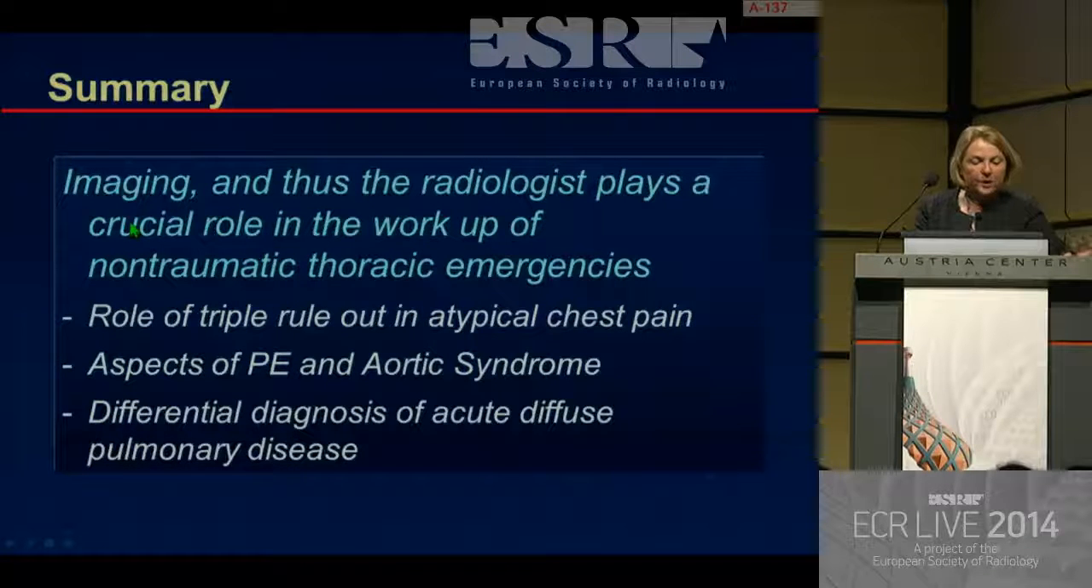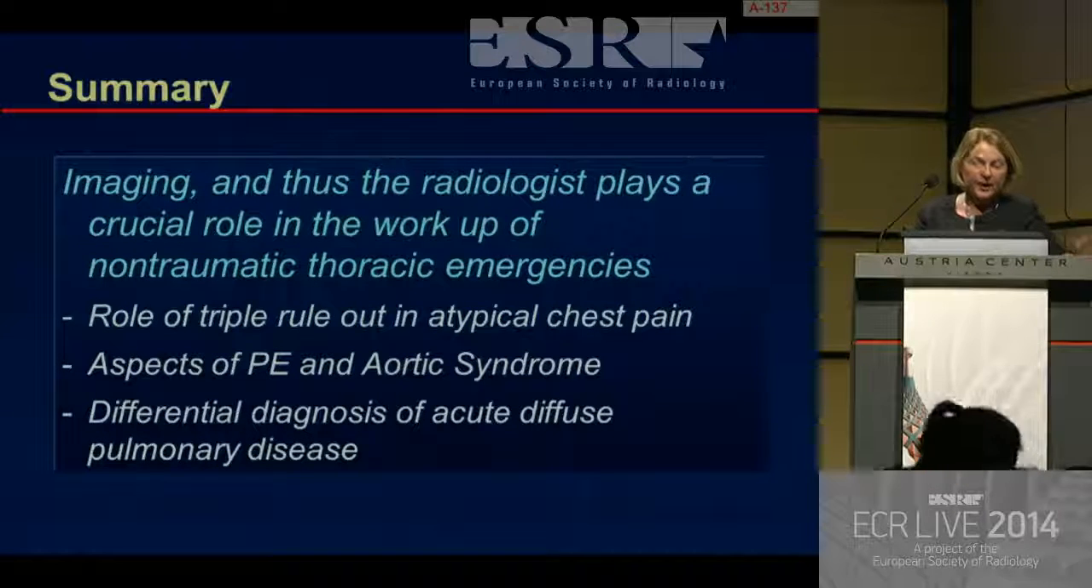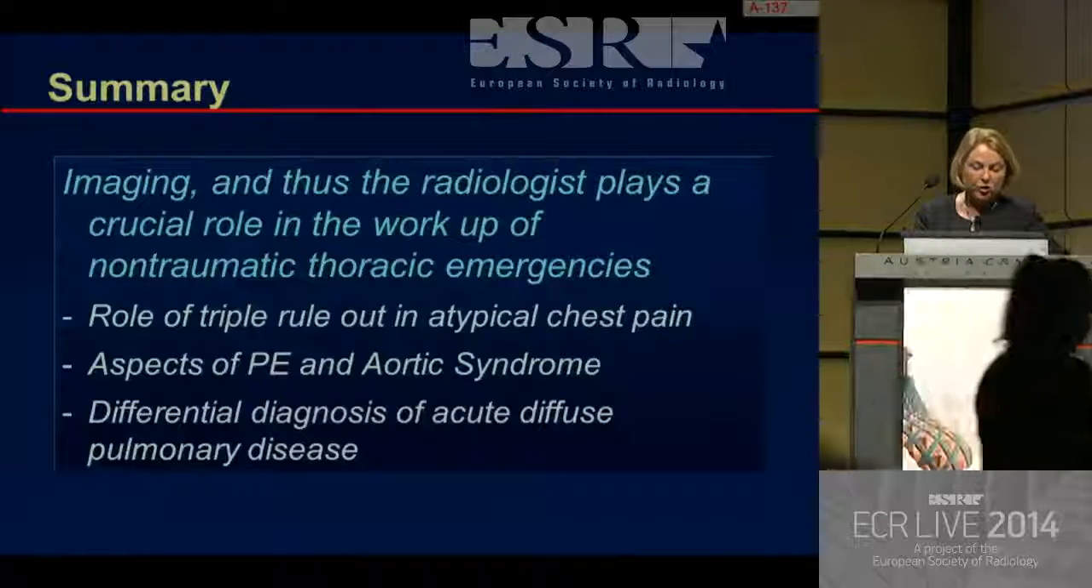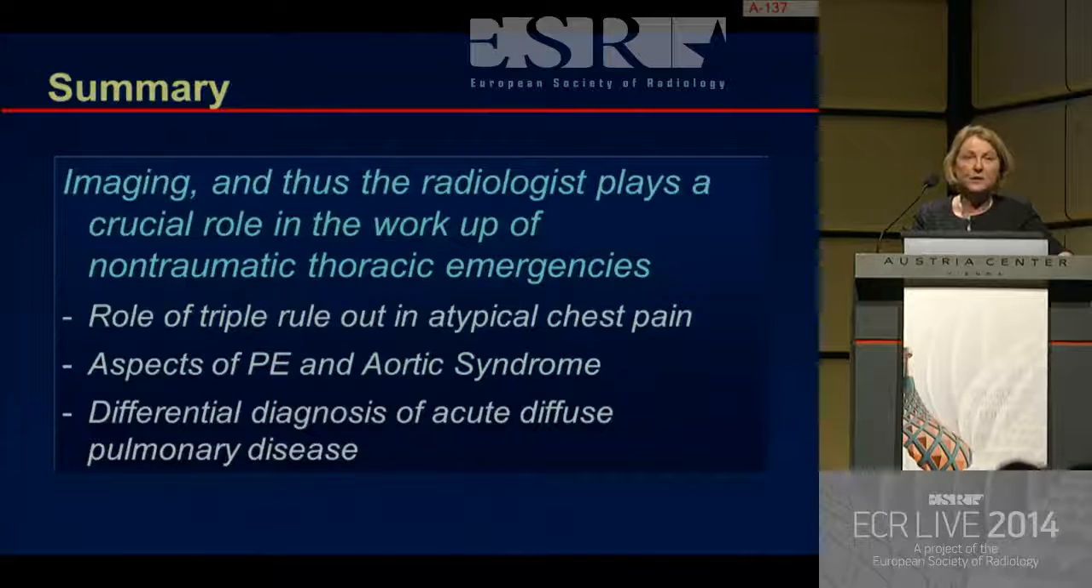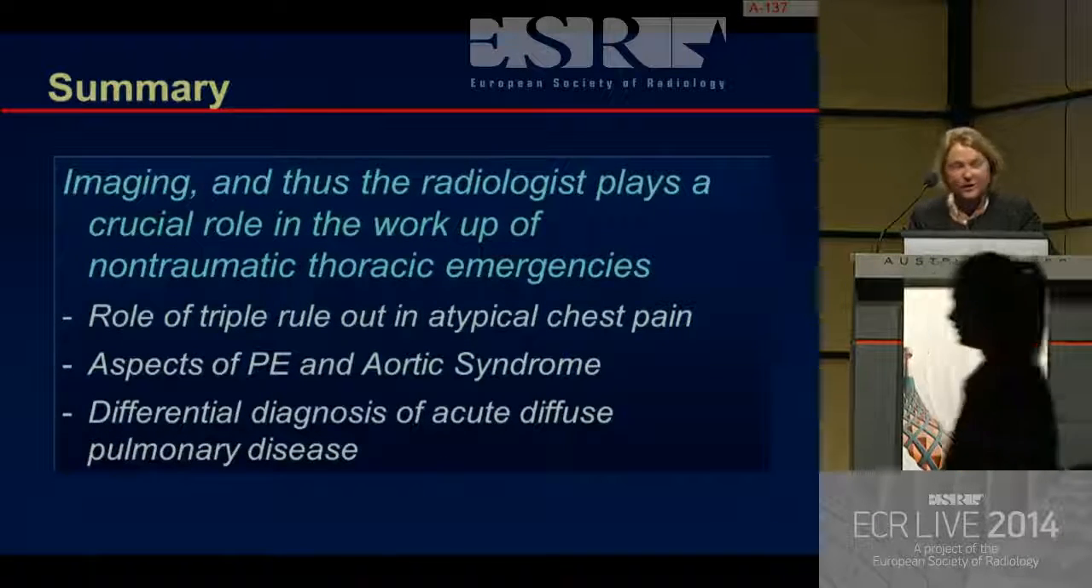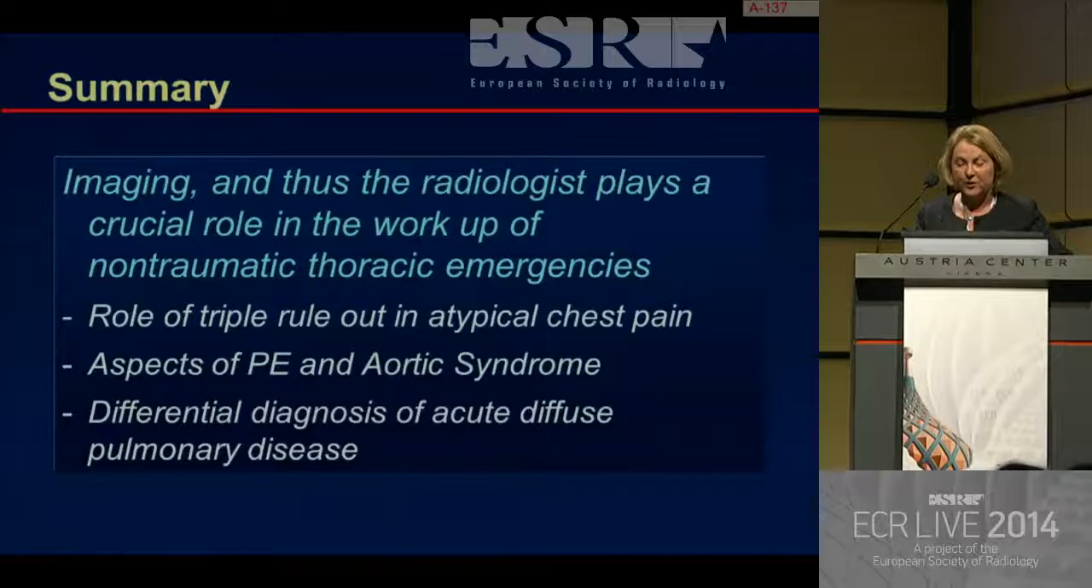So in summary, I discussed with you imaging, and thus the radiologist plays a crucial role in the network, in the workup of non-traumatic thoracic emergencies. We discussed a little bit the role of triple rule-out in atypical chest pain, aspects of PE and aortic syndromes, and I just touched the differential diagnosis of acute diffuse pulmonary disease, and we will see more cases in the interactive part. Thank you very much for your attention.